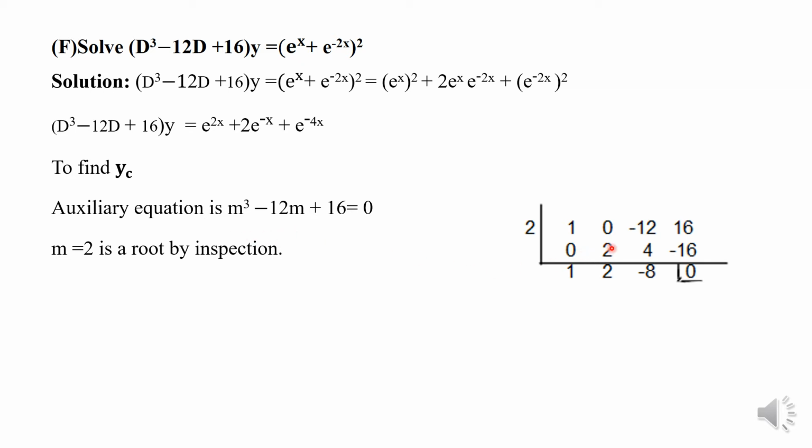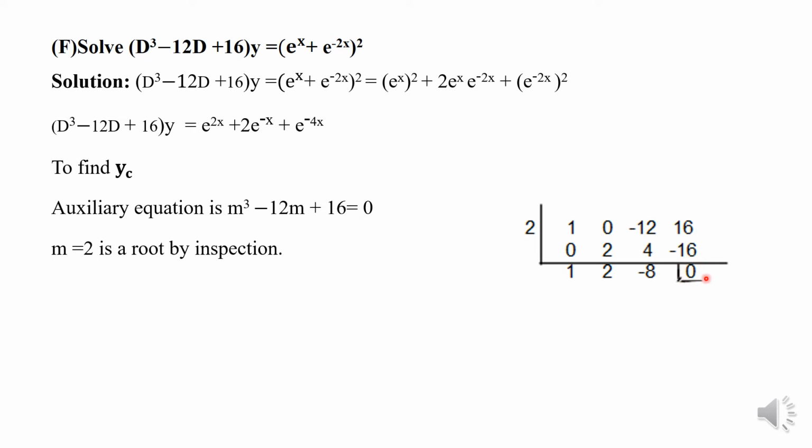Coefficient of m is minus 12 and constant term is 16. Put 0 below the first entry. Adding these two we get 1. 2 times 1 is 2, and adding 0 plus 2 is 2. Again multiply 2 into 2, that is 4, and add to get minus 8. Now 2 into minus 8 is minus 16, so we get the constant term as 0.